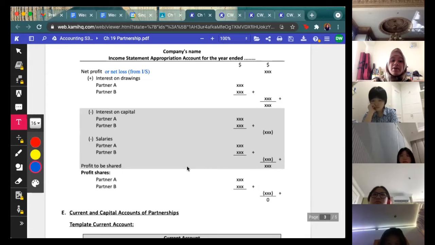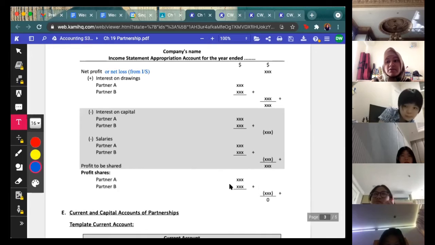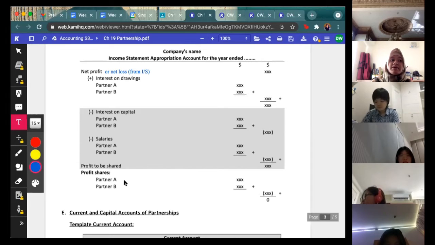No? Okay, continue. After we have profit to be shared, this amount is showing how it will be divided among partners. Now, this profit share for partner A and B depends on what the partnership agreement says. If in the partnership agreement the profit and loss is shared using a ratio, then we use the ratio. If it is based on capital contributed, then we use capital contributed. Basically, it depends on how it's stated in the partnership agreement. So you have to be able to remember what is in the partnership agreement. Usually in a partnership case, you will be given that partnership agreement and you should remember that.